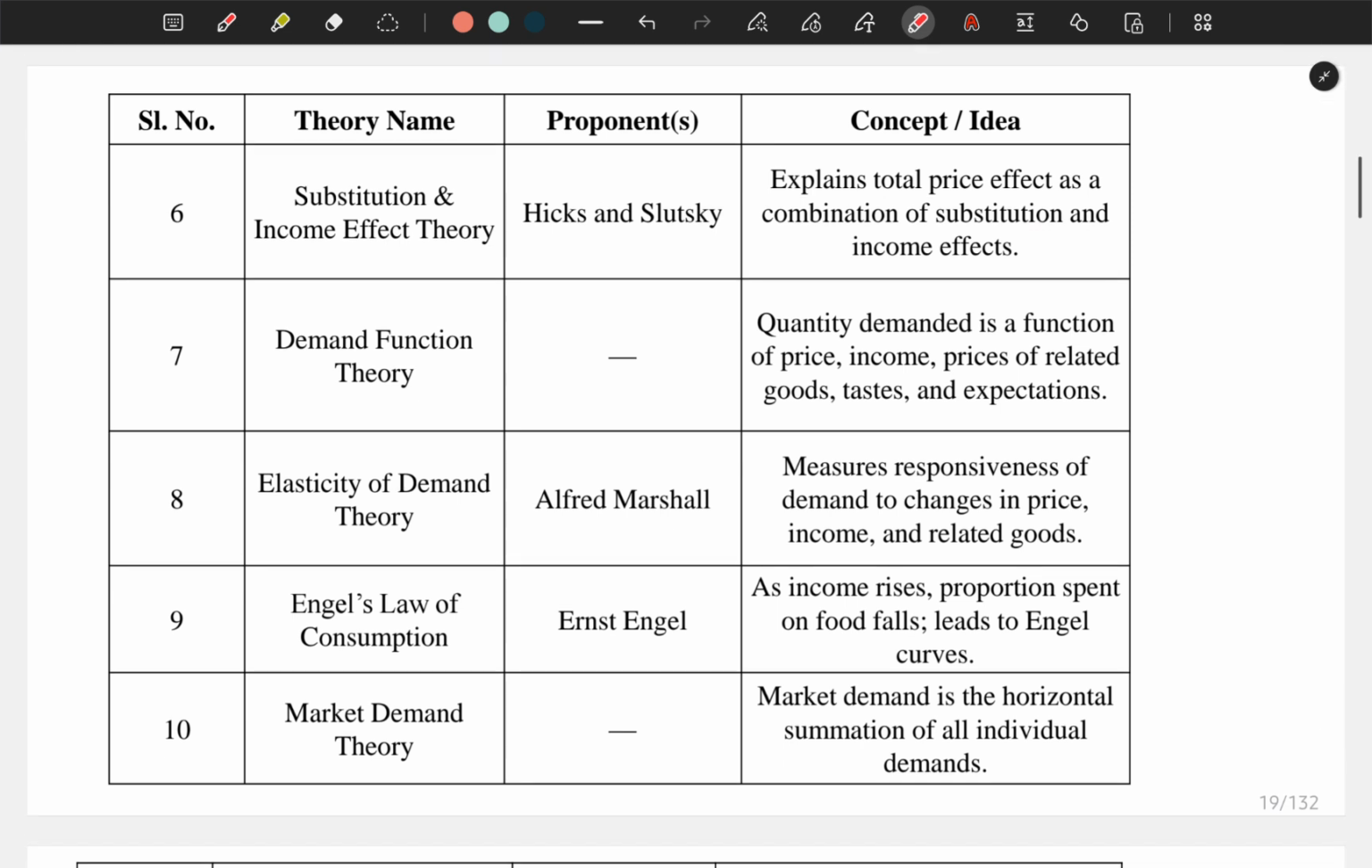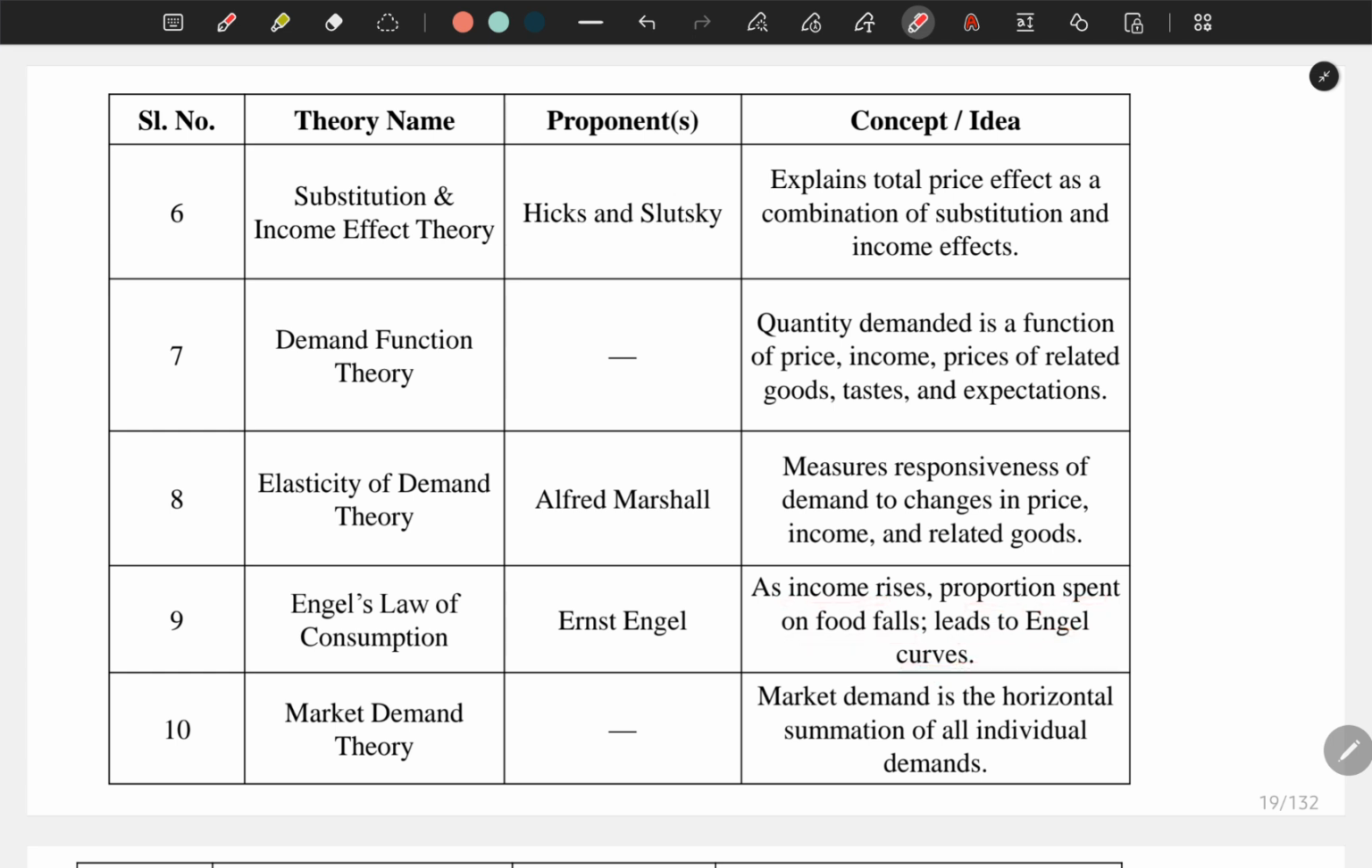So now I am giving just a list of some important theories. Demand function theory is also there. Then elasticity of demand is also there. This explains the responsiveness of demand to changes in prices or income. Then Engel's law of consumption, given by Ernst Engel: as income rises, the proportion spent on food falls, and it leads to Engel curves.